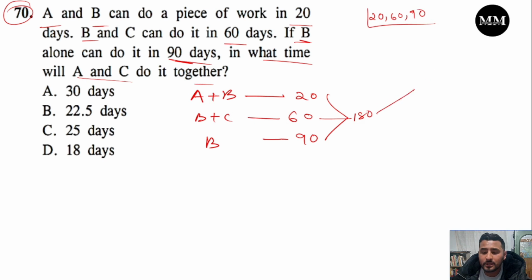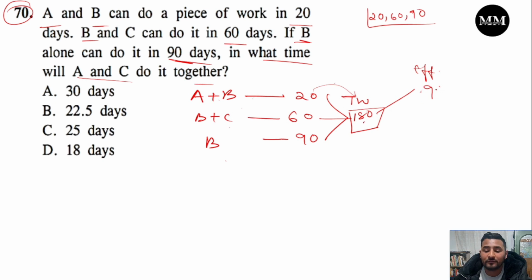Now this will be the total work done by A plus B, B plus C, and B. Total work will be how much? 180. Remember, we have to use this again. Now we have to find the efficiency of A plus B, or how much A plus B will work in one day. 20 into how much is 180? 20 into 9 is 180.